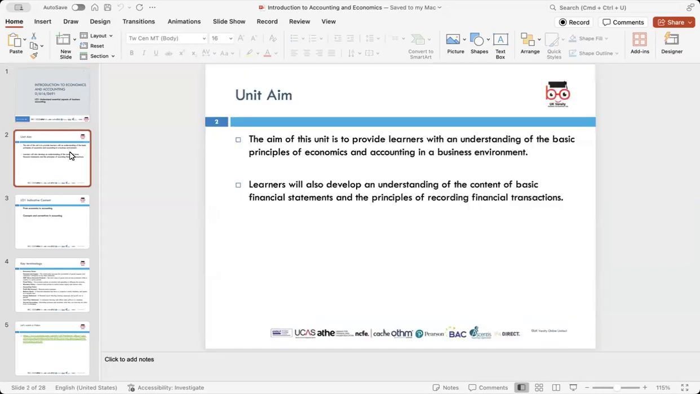Unit aims. The aim of this unit is to provide learners with an understanding of the basic principles of accounting and economics within the business environment. Also, learners will develop an understanding of the content of basic financial statements and the principles of recording financial transactions.